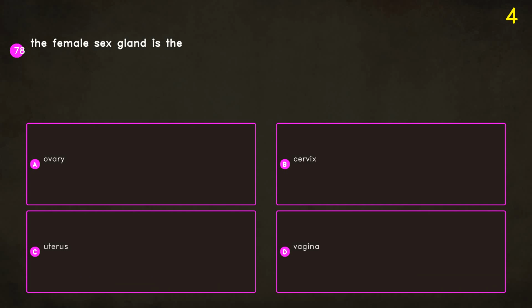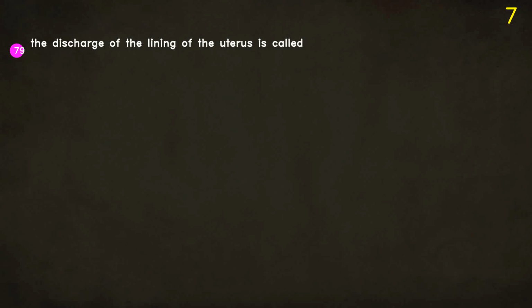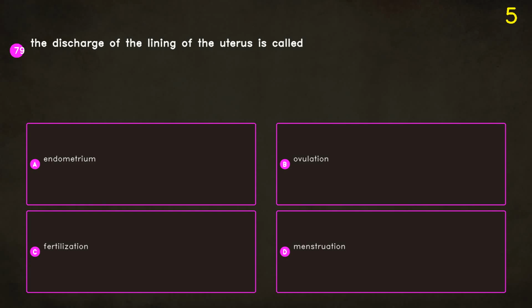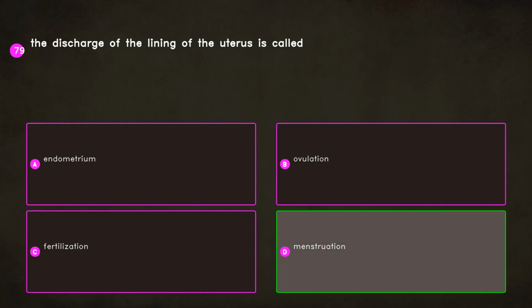Question 78. The female sex gland is the: A. Ovary. B. Cervix. C. Uterus. D. Vagina. The correct answer is ovary. Question 79. The discharge of the lining of the uterus is called: A. Endometrium. B. Ovulation. C. Fertilization. D. Menstruation. The correct answer is menstruation.